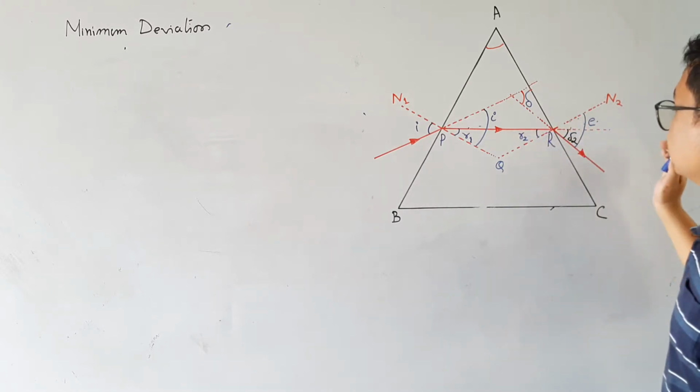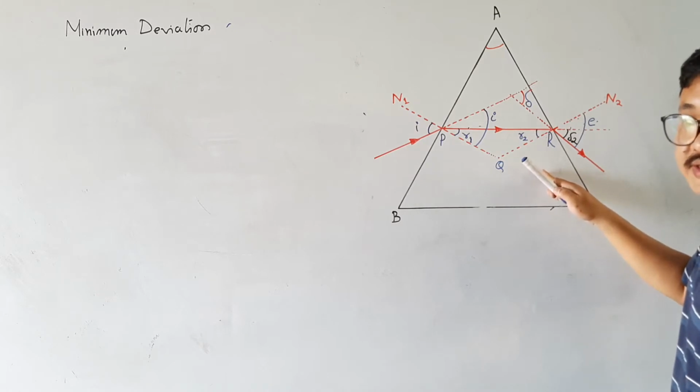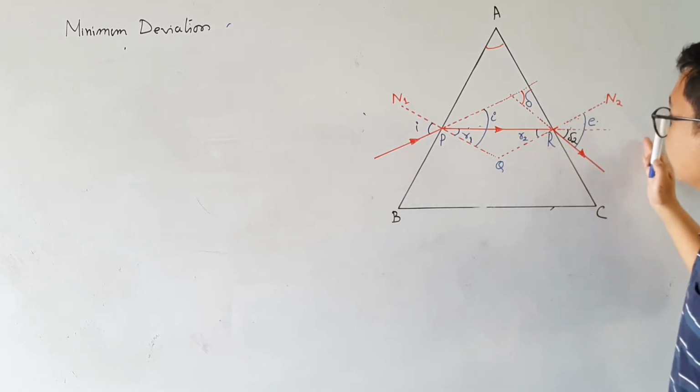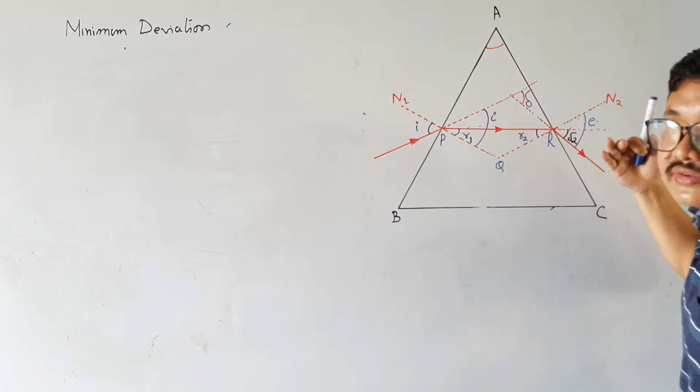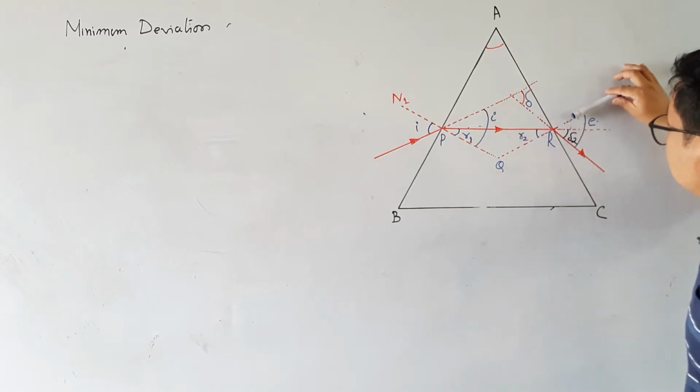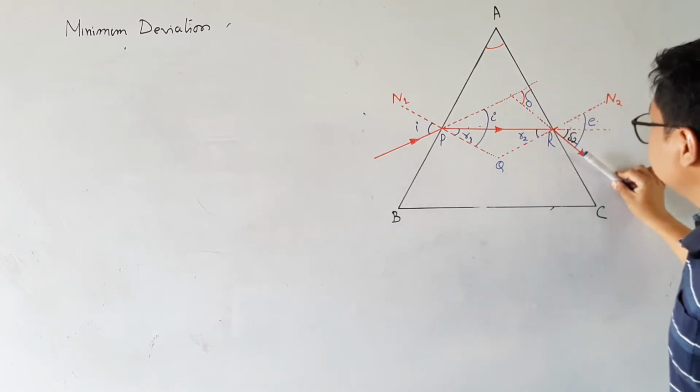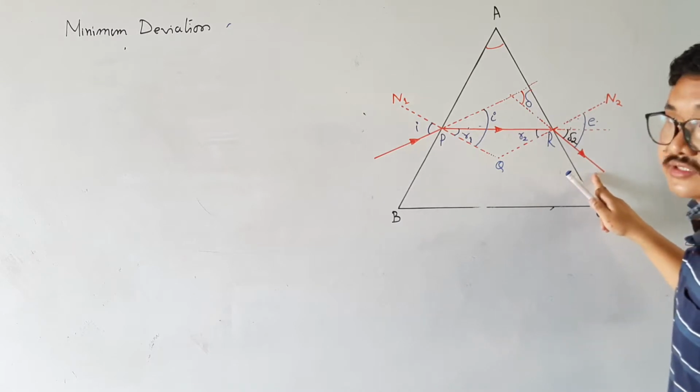If this glass prism was up to here, then this light would have gone like this. But this is air and this is prism. It is going from denser to rarer. Now it has to move away from the normal. So this is the normal and it moved away from the normal, and this is the emergent ray.